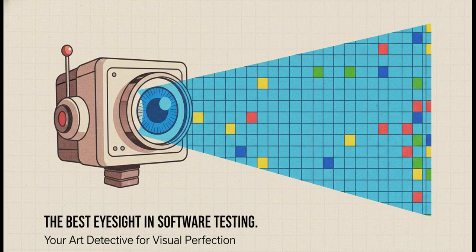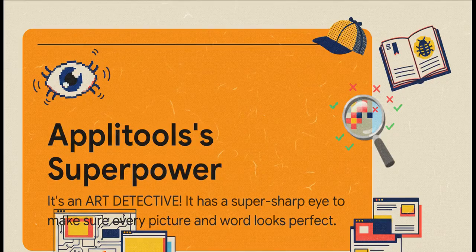And now for our grand finale, the robot helper with the best eyesight in the entire world. Let's hear it for Applitools. Applitools is basically an art detective. Its superpower is having an incredible eye for every tiny detail. It pretty much takes a picture of the screen and checks that every single pixel, every color, and every word is exactly where it should be. If anything is even a tiny bit wrong, this detective will find it.